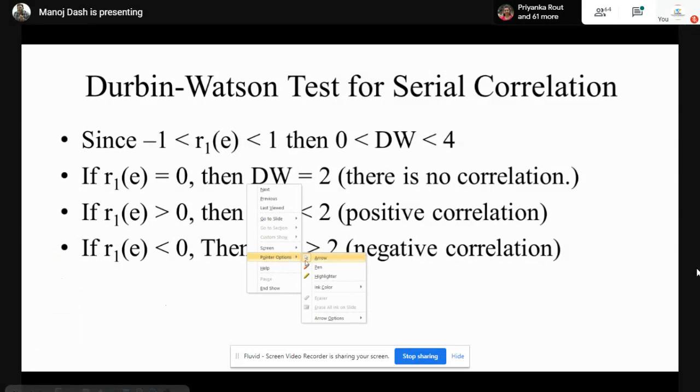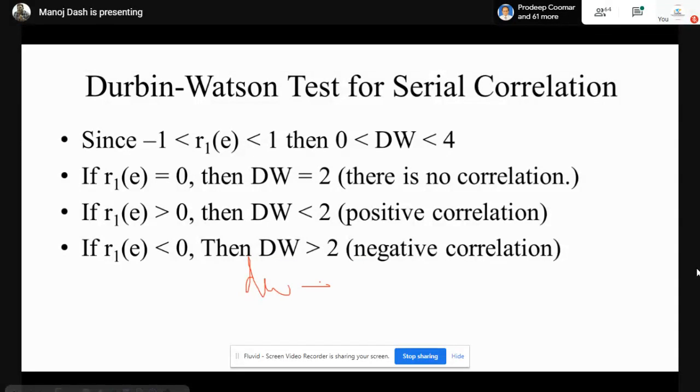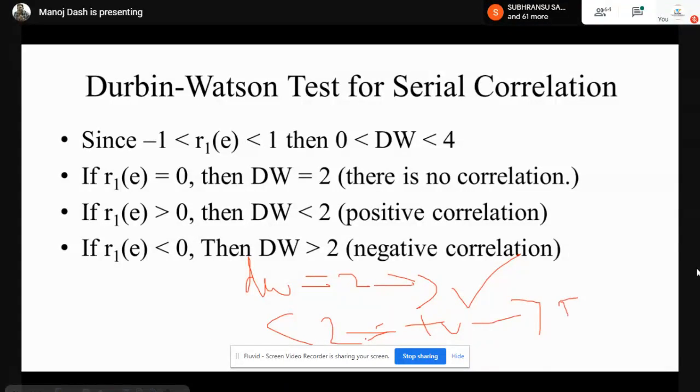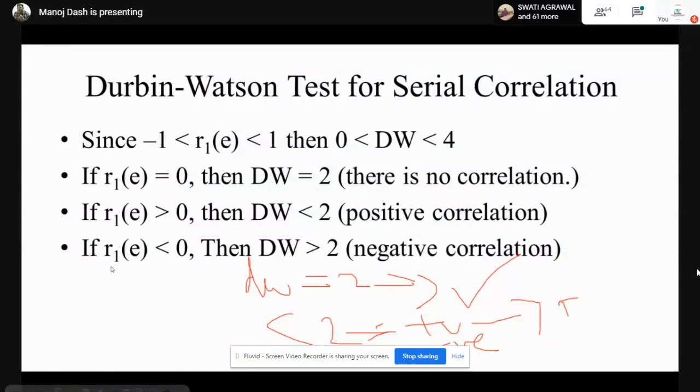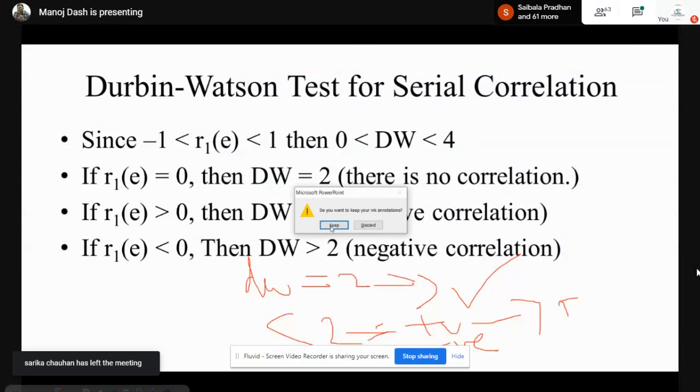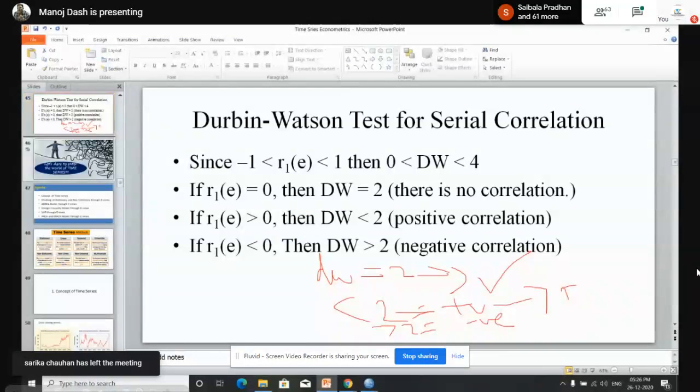Just write down these three things. If DW is equal to 2 or approaches 2, there is no autocorrelation and the model is well specified. If it is less than 2, it is called positive autocorrelation; there is a trend. And if it is greater than 2, there is no trend, but an intercept is there. Clear? So what is expected? The expected Durbin-Watson value should be equal to 2.